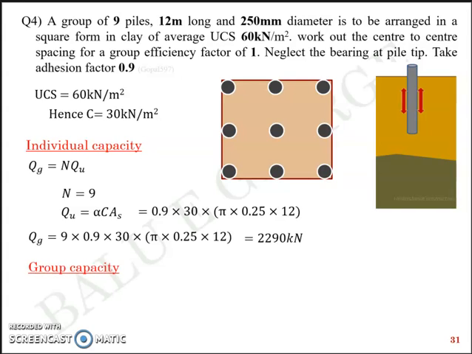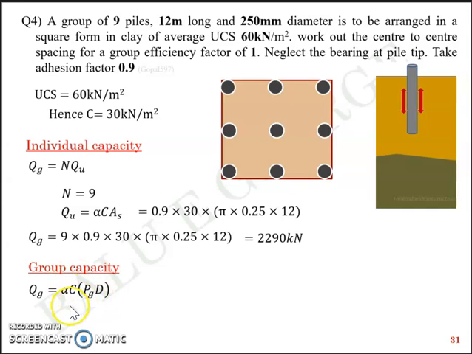Now, case number 2, when you have group capacity, which means the entire block act as a single unit. So each pile do not act individually. Instead, the entire group try to settle as a single rigid unit. So the perimeter of the entire block needs to be considered. QG is equal to alpha C into perimeter into depth.